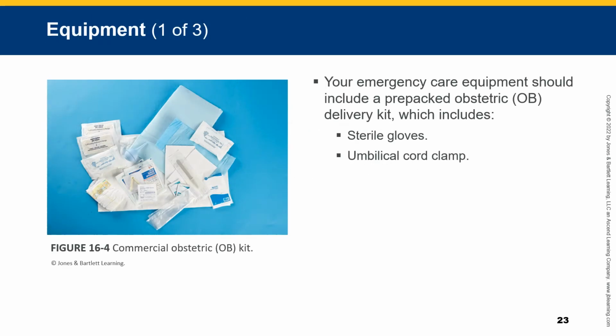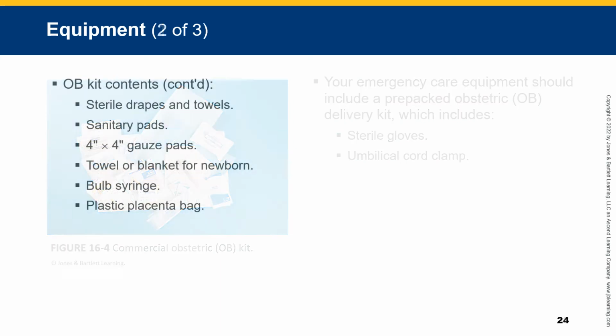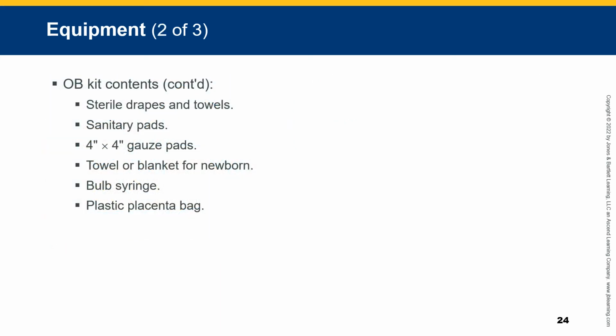Your emergency care equipment should include a prepackaged obstetric delivery kit, or OB delivery kit, which includes sterile gloves and an umbilical cord clamp. There will also be sterile drapes and towels, sanitary pads, 4x4 gauze pads, a towel or blanket for the newborn, a bulb syringe, and a plastic placenta bag.